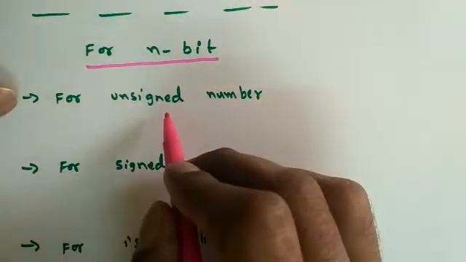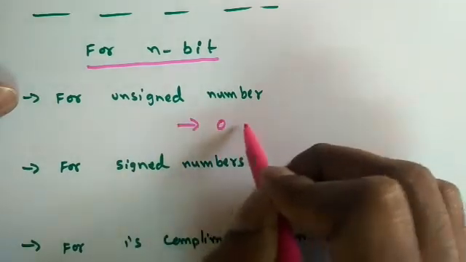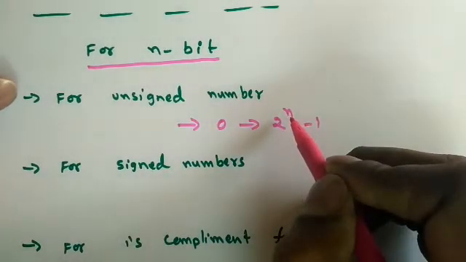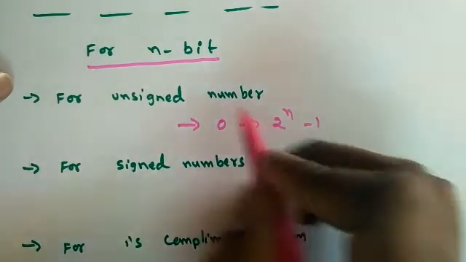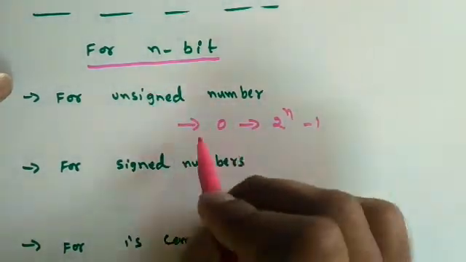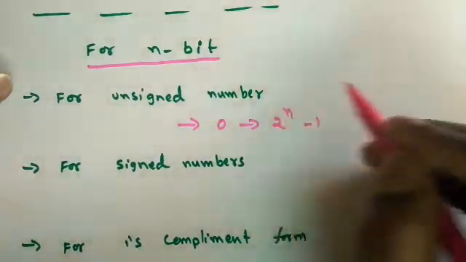Suppose this is the unsigned number. So for n bits, what is the range we can represent? From 0 to 2 power n minus 1. This we know. If n is equal to 3, 2 cube means 8, 8 minus 1 is 7. So for n equal to 3, or n equal to 4 and so on, we can represent from 0 to 2 power n minus 1. That is something like 0 to r power n minus 1.